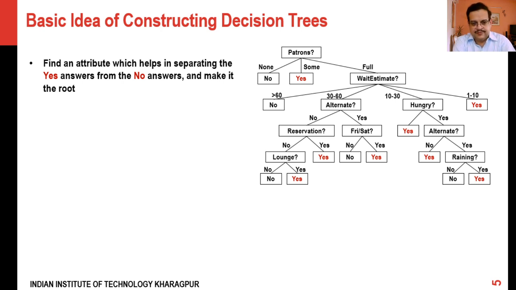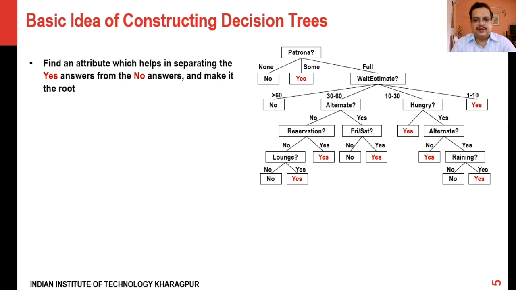Now a decision variable, an attribute, is not a good choice if you find that the value of that variable does not really take you any closer to deciding whether your decision to wait for a table will be yes or no. We are going to come to that in a moment, how we go about choosing that attribute. But suppose we choose the attribute patrons as the root.